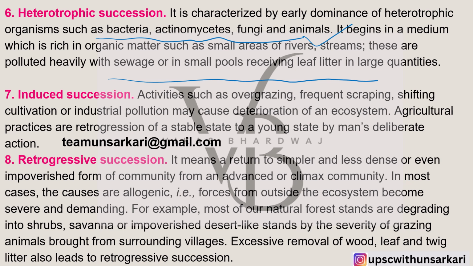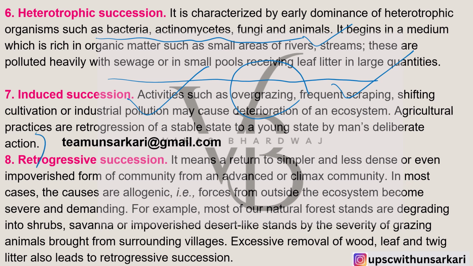Induced succession is induced, that means overgrazing is there, frequent scraping is there, shifting cultivation or industrial pollution is there, it is deteriorating the ecosystem, and the agriculture practices are a retrogression of a stable state to a young state by man's deliberate action.